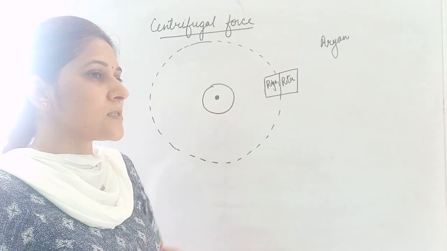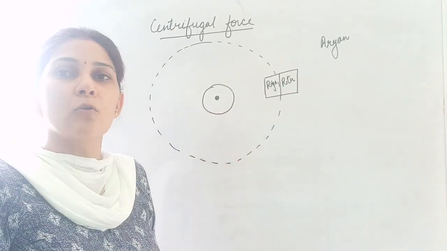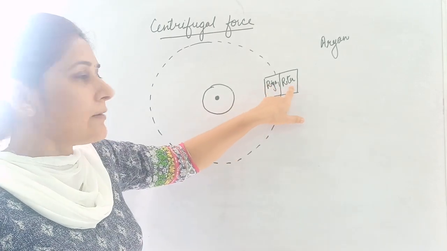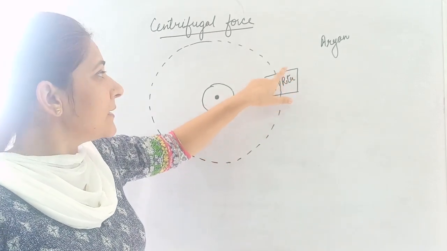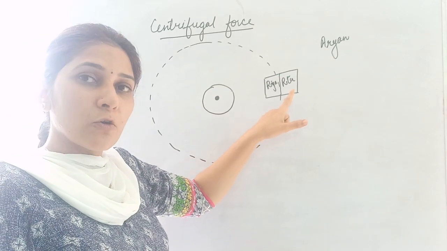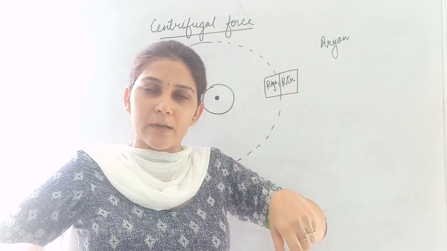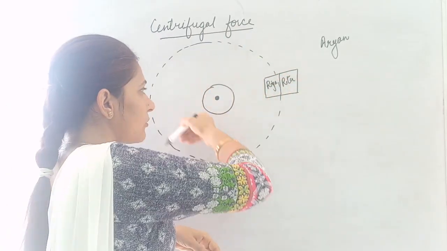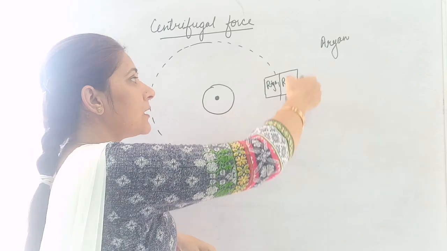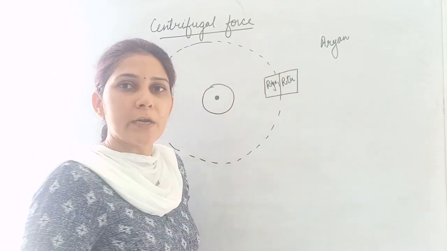Now what they are observing, and where are they sitting or present? Let us talk about all these things. Riya and Ritu are present in the rotatory frame. Rotatory frame means in the circular path. Wherever we are talking about the circular path, they are inside that circular path, inside that frame. That means they are present in the rotatory frame.